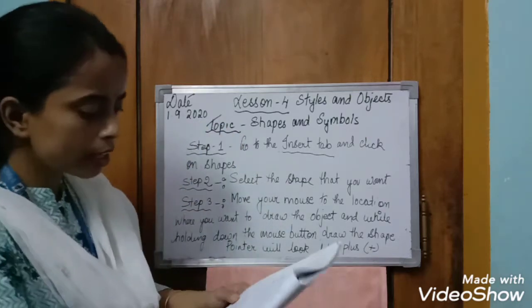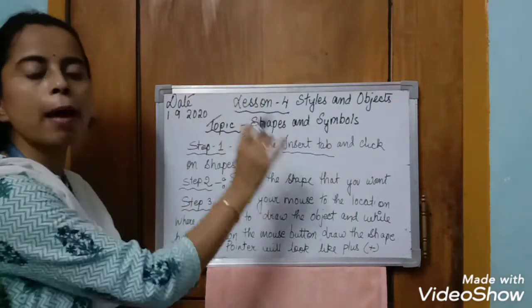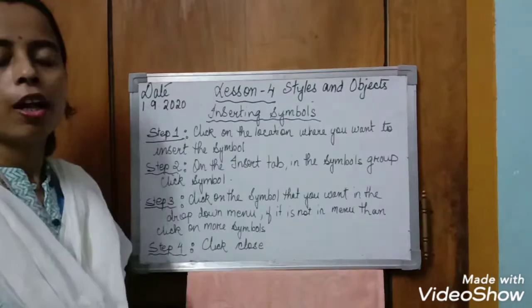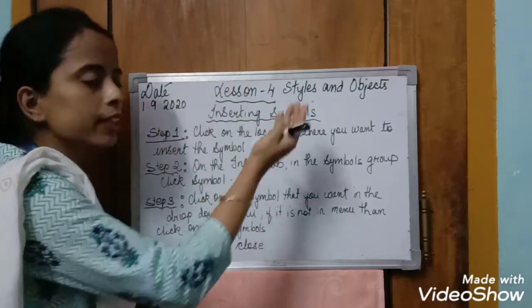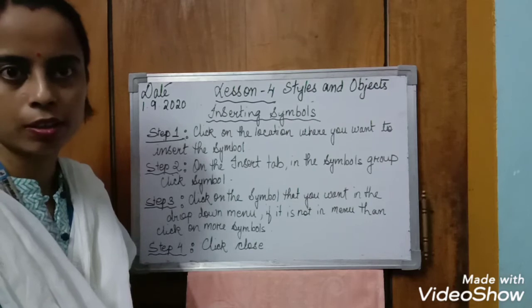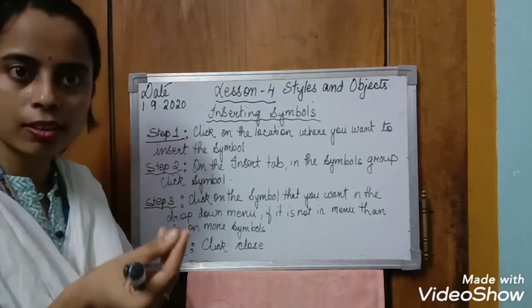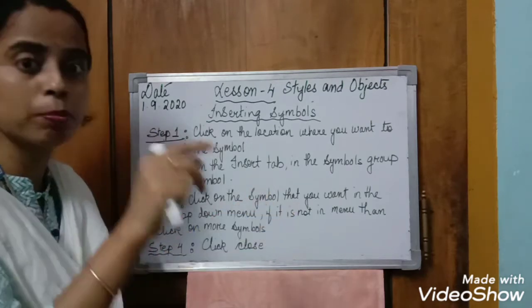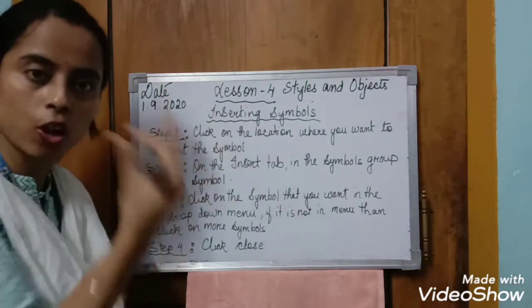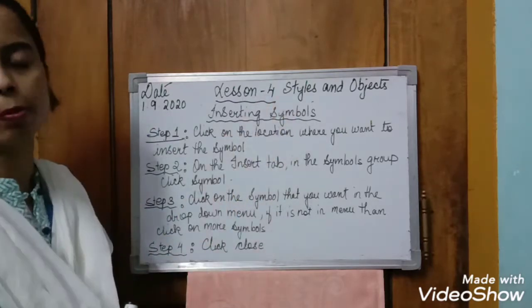Clear, children? The next is how you will insert symbols in a MS Word document. That I am going to explain now. Symbols means like addition, minus symbol, plus minus symbol, bracket, percentage. We call these symbols. Dollar sign, we call it a symbol.